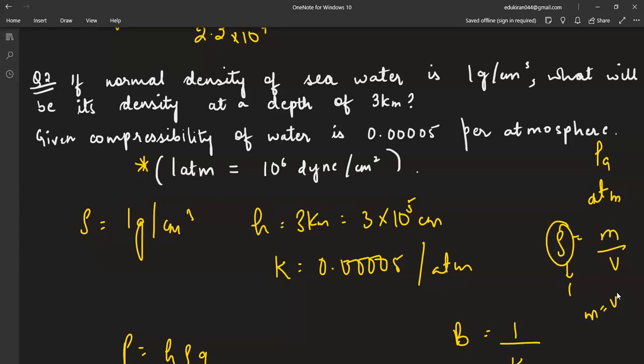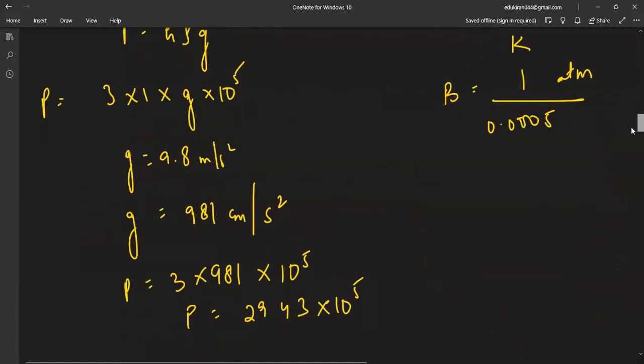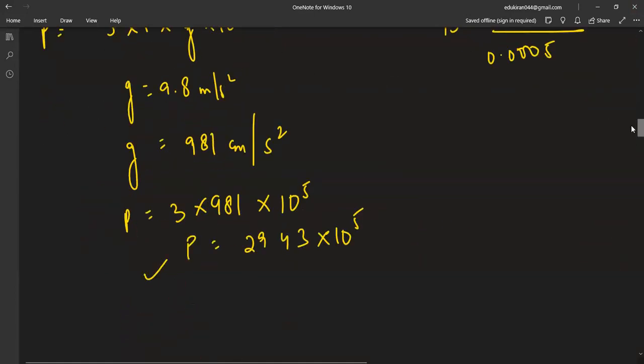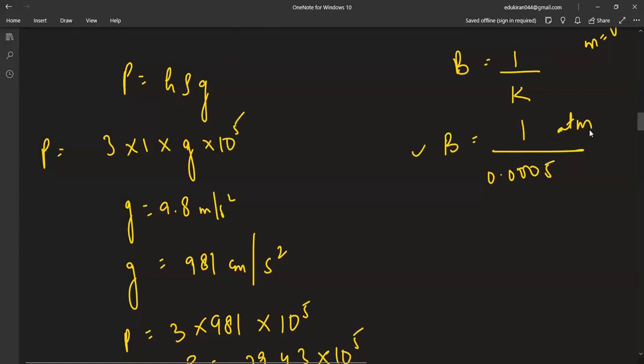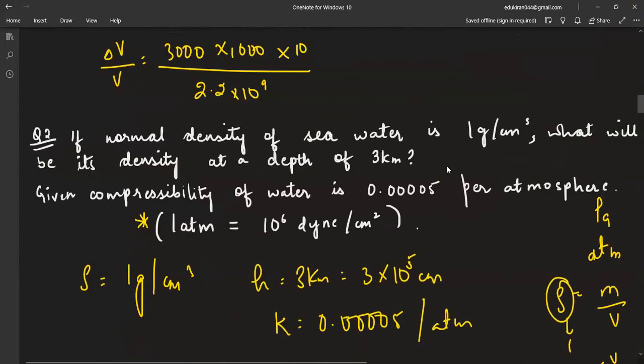So here you are basically trying to get the value of delta V by V. From here pressure can be calculated, and then delta V. Once you have pressure, once you have bulk modulus from here, this will be 2 into 10 to the power minus something. So when you put it in the formula minus P delta V by V, you will get the value of volume. Whatever is the volume will be the exact value of density and of mass, because this is standardized for water.